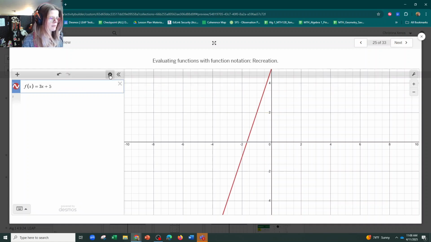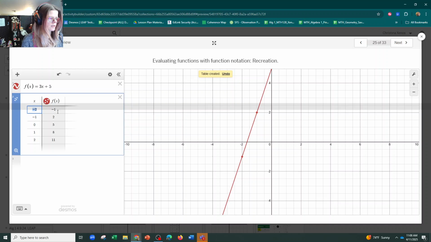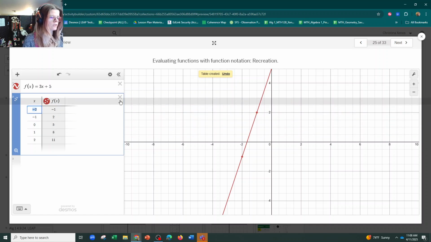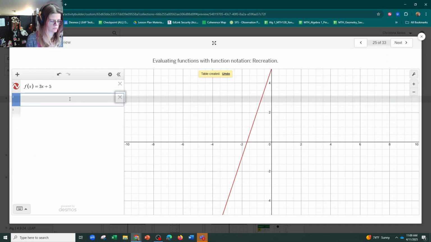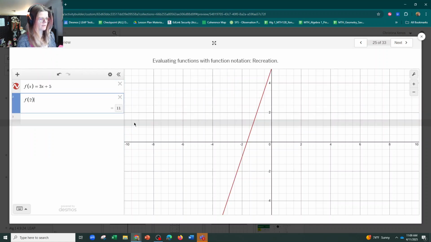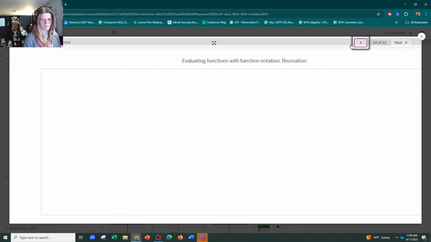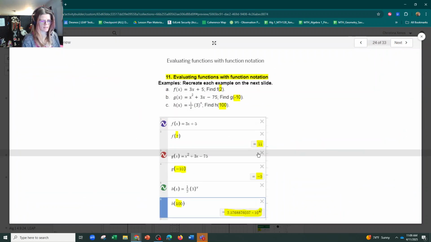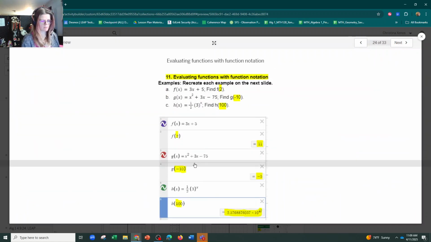Some people also might be familiar with the fact that you can just make a table here, and it'll do the same thing. But we just want to use f of 2. Type it in those parentheses. F of 2 is 11. F of 2, 11. So what we get on our slide should match what's over here.